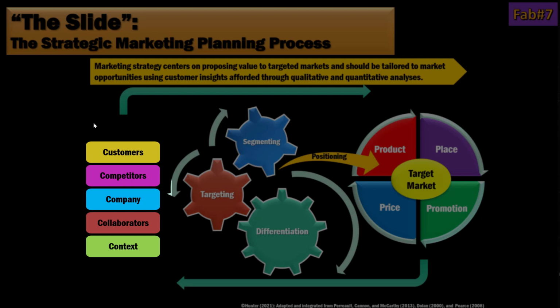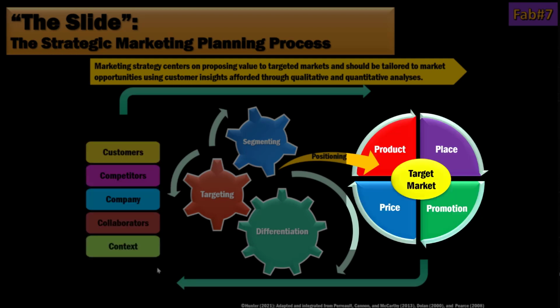And many of the other slides are going to provide some depth in how to think about customers, how to think about competitors, how to think about your own company, how to think about collaborators, how to think about the context in which the marketing organization is operating. So this on the left side is what I think about as the market. And then on the right side, these components is what I think about as the marketing strategy. So that's the second module that I just talked about.